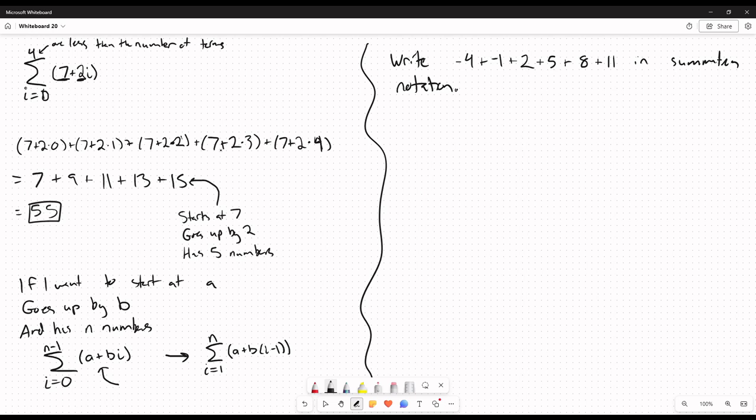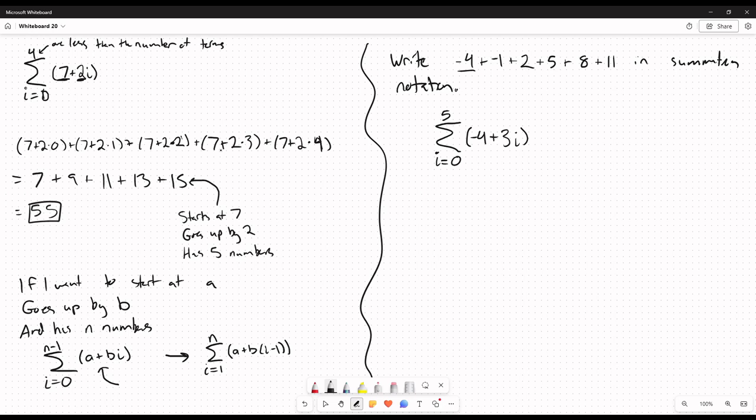So let's look at this problem here. We have the sequence -4, -1, 2, 5, 8, 11. We're adding all those up. How could I write those in summation notation? Well, one way I can do that is to have the sum from i equals 0 to, I have 6 terms here, so I'd want to go from i equals 0 to 5. And then I'd want to have my starting value, -4, plus, what does this go up by? It's going up by 3, so I'd want 3i.